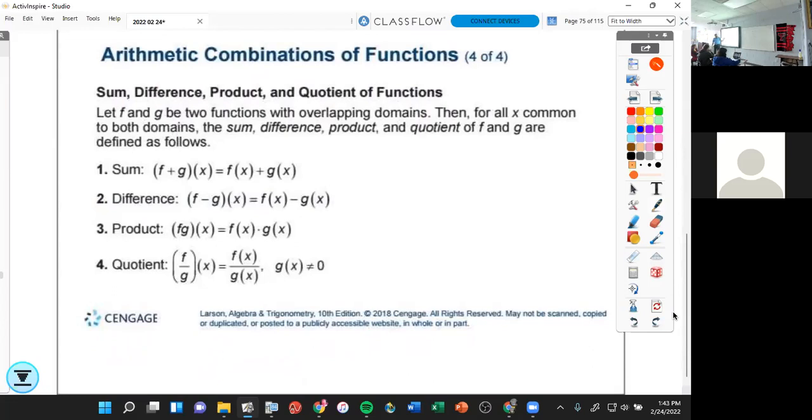Okay, so again, writing it as f plus g of x is the same thing as f of x plus g of x. Just a little more concise. Same thing with subtracting. This is f minus g of x. Multiplying. This is f times g of x instead of f of x times g of x. And then dividing. This is f divided by g of x. And again, g of x can't be 0.